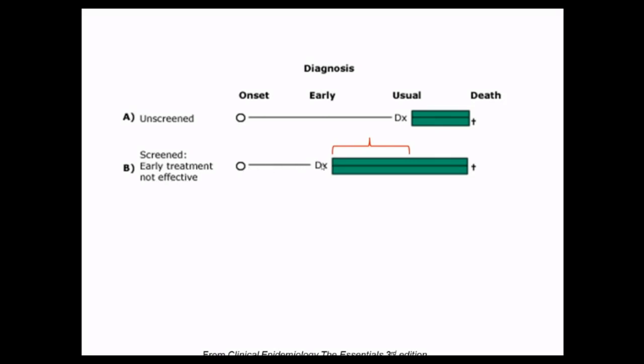we've moved diagnosis earlier. That's what screening is supposed to do. So this green box of survival, knowing you have disease, looks bigger and looks longer, but you can see here the date of death is exactly the same because treatment is not effective. So we've made it look like the patient has lived longer, but in fact all they've done is lived longer knowing they have the disease, but they die still at the exact same time.